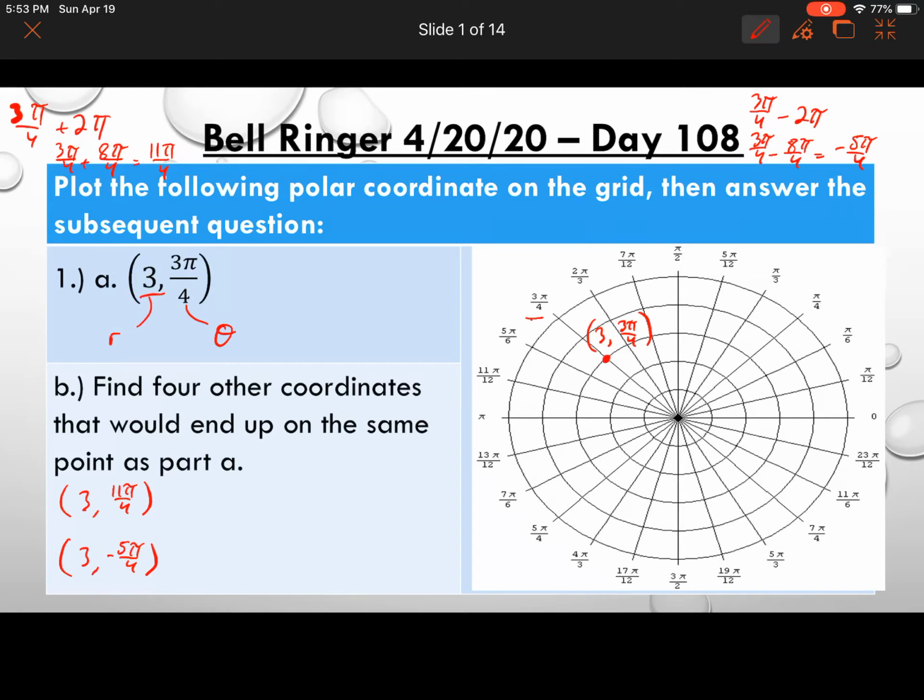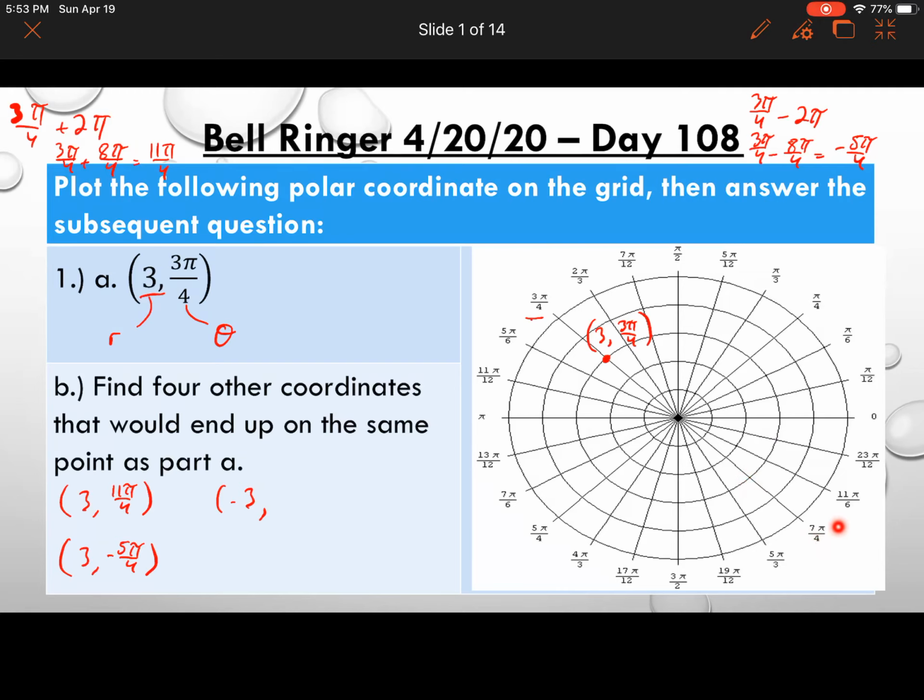What if we change the r value? What if we change it to a negative? So let's write it as negative 3. If we change it to negative 3, recall when your r value is negative, that means you're counting in the opposite direction away from the center. So instead of counting 1, 2, 3 on this side, you would count 1, 2, and 3 on the other side. So this is where we want to be in order to get to this side, right?